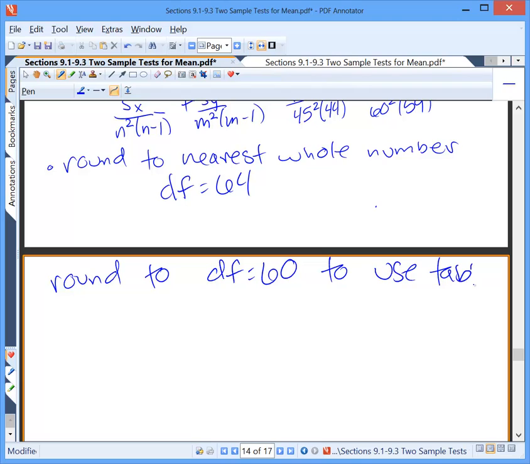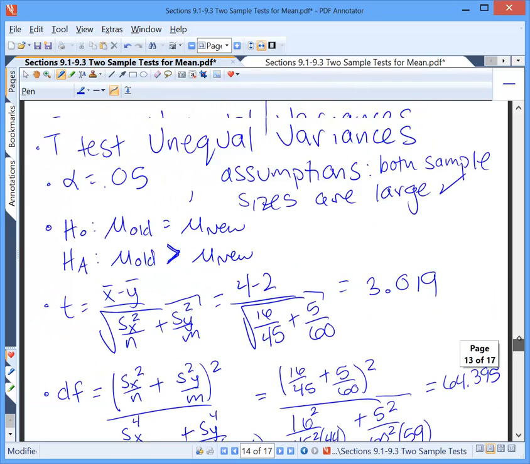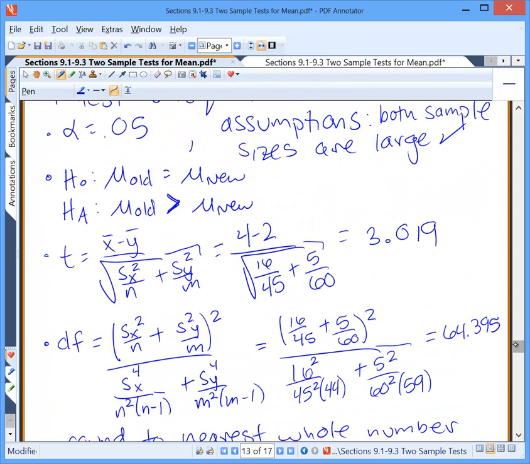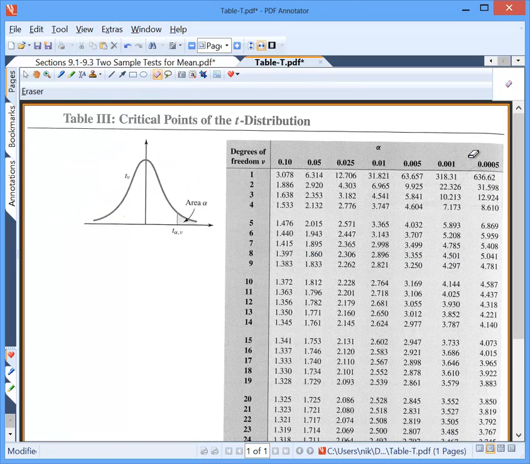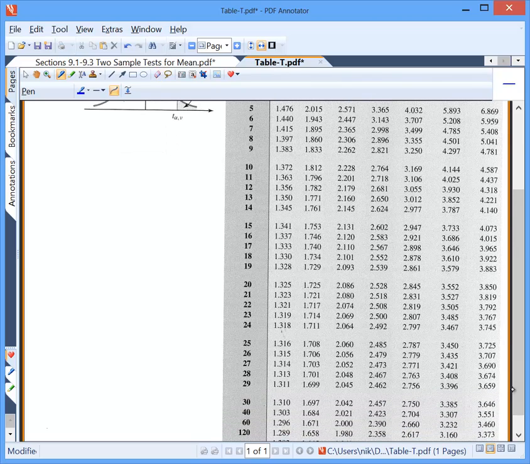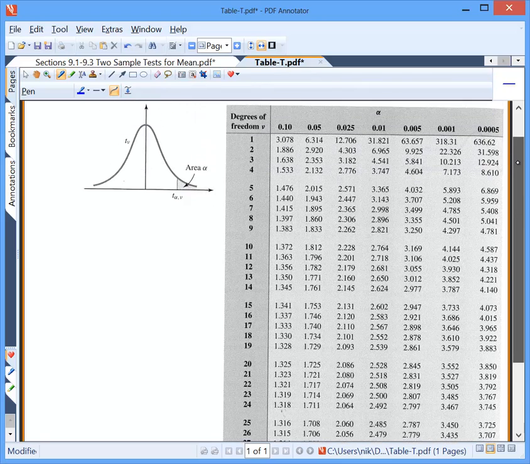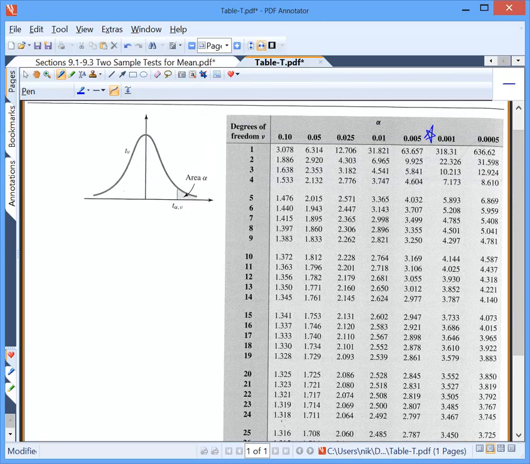If you have a calculator, though, you won't have to round it to 60 degrees of freedom. Next, let's find our p-value. Our test statistic was 3.019, and because our alternative hypothesis is a greater than, we are looking for the area in the right tail. So we have 60 degrees of freedom, and we're looking for 3.019. That will put me about here, which means that I'm between 0.005 and 0.001.